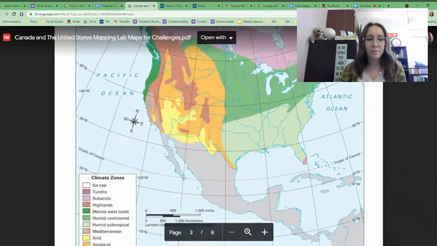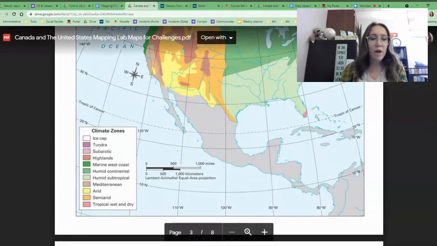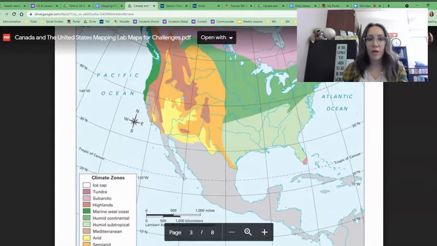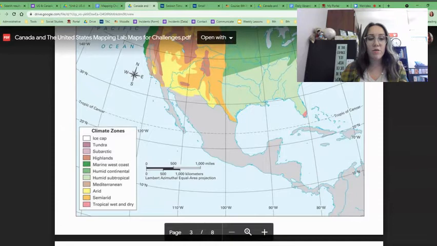So let's look at climate here. At the bottom, our key shows us different climate zones. Now, we haven't talked about what these different zones are yet, and that's okay. I just want you to be able to connect what you see in the key to what you see on the map. For example, if you see this orange area here, whether you know what it means or not, you should be able to look in the climate zone and see that it means semi-arid.